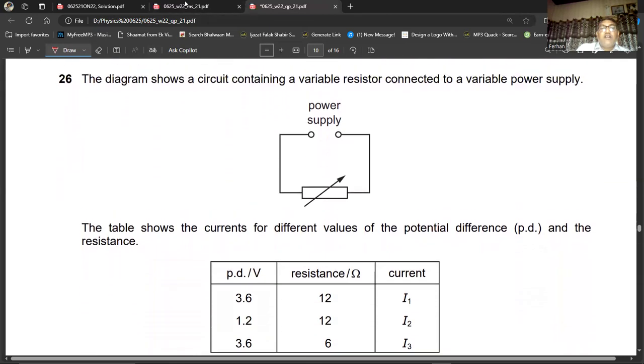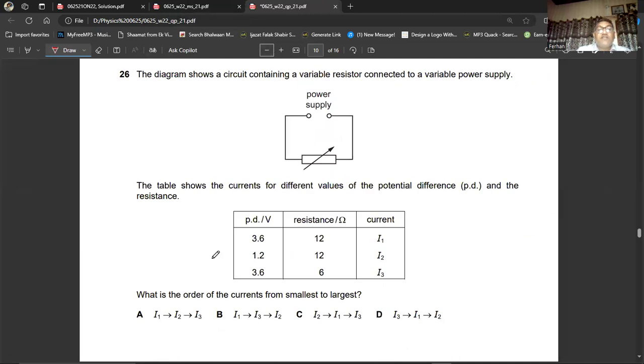Okay, question number 26. The diagram shows a circuit containing a variable resistor connected to a variable power supply. The table shows the currents for different values of the potential difference and the resistance. So we have different values of the potential difference and the resistance, and then we can find the current. The current will be equal to V divided by R, so I can find I1, I2, and I3. What is the order of the currents from the smallest to the largest?